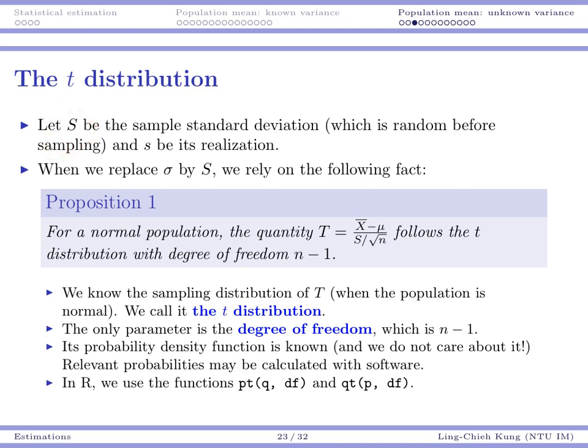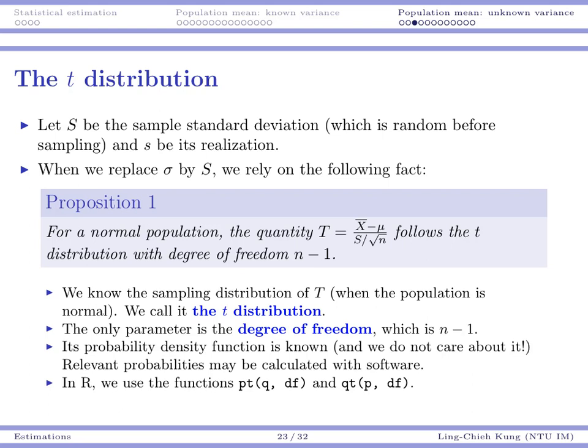Suppose capital S is the sample standard deviation, which is again random before sampling, and the small s is the realization. So very commonly, we use capital letters to denote random variables and lowercase letters to denote the realized value. Then when we replace sigma by capital S, we have some other facts about sampling distribution. Suppose the population is normal, then we have a quantity which depends on x bar, mu, capital S, and small n. This particular quantity will follow the t distribution with degree of freedom n-1.